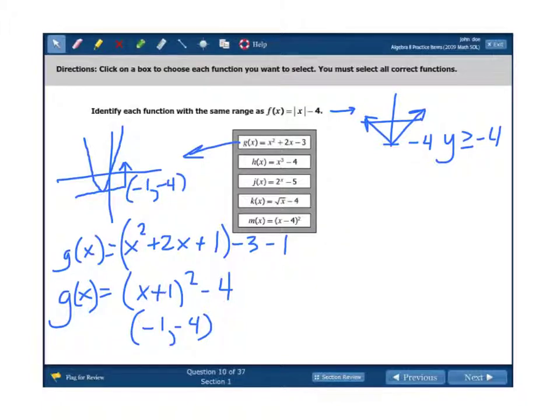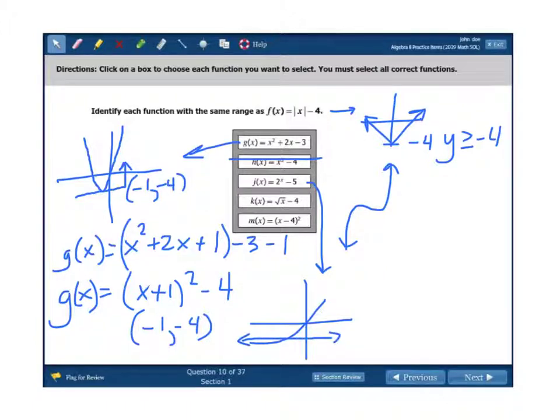There we go. So definitely vertex at -4. The next one's cubic. That means it's going to do this. So it's clearly going to have all real numbers as a range, so it's not going to work. This next one right here, if you go ahead and graph it and you look at your table, it definitely goes below that -4 mark, because there are points of -4.5 and so on.